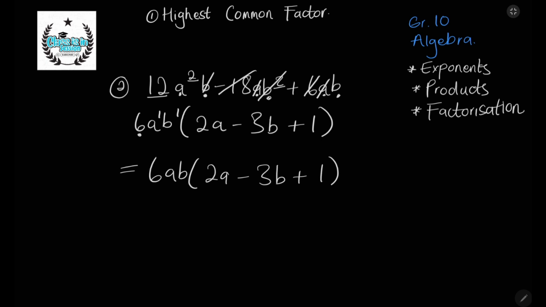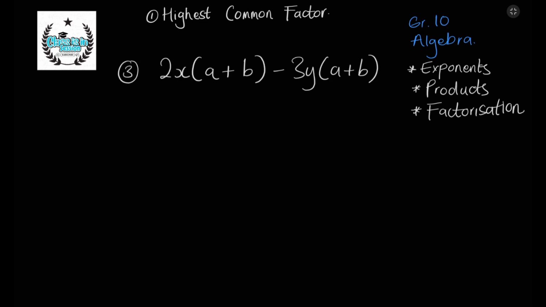Now let's move to the third example. Now let's try the common bracket. This is still under the highest common factor. We have 2x times a plus b minus 3y times a plus b. Do you guys see that we have a plus b here and a plus b there? This is the common bracket. So to solve this, we have to factor out the a plus b.